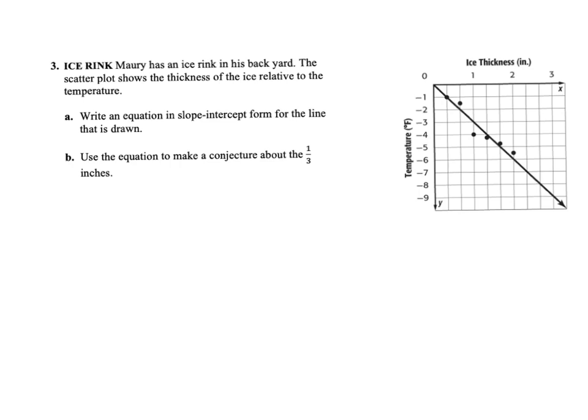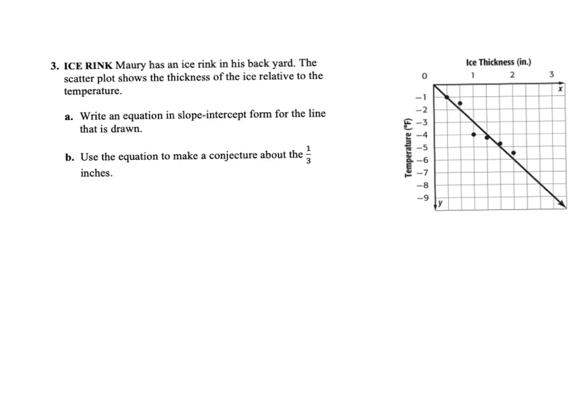Mari has an ice rink in his backyard. The scatter plot shows the thickness of the ice relative to the temperature. So let's understand what our graph means. As the thickness increases, my temperature is going down. And that makes sense. As my ice gets thicker, it's getting colder outside to support that ice thickness.